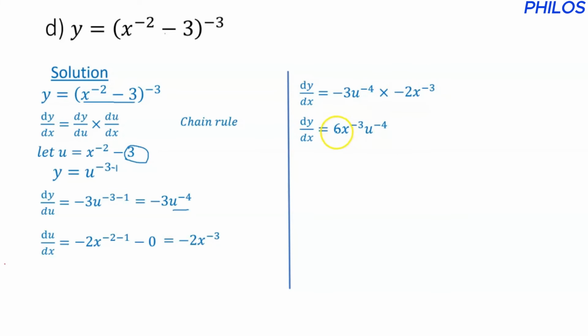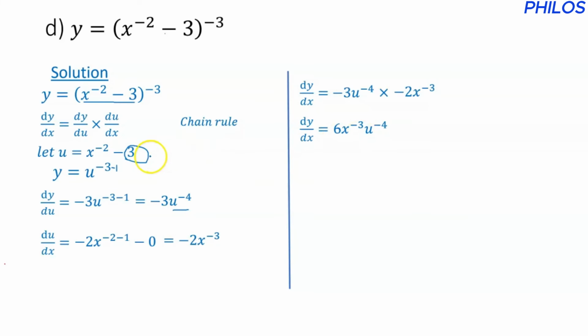Or positive 6x exponent negative 3 u exponent negative 4, since multiplication is commutative. What do I mean by that? A times b is the same as b times a. Okay, so after writing this, this is supposed to be the final answer, but it is with respect to x, not with respect to u.